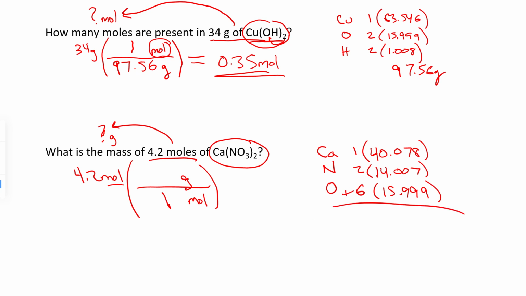So in the calculator, 40.078 plus parentheses 2 times 14.007, close parentheses, plus open parentheses 6 times 15.999, close parentheses, 164.086. So that's the grams per 1 mole. So we're just going to put that in over here, 164.086. Now we're going to multiply across the top and divide away the bottom, and we end up with 689.16.